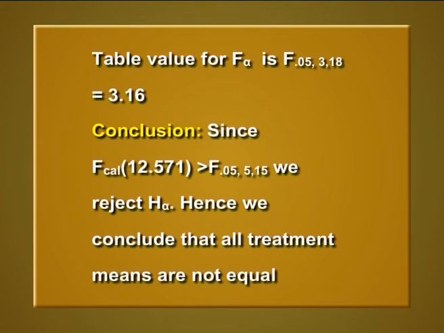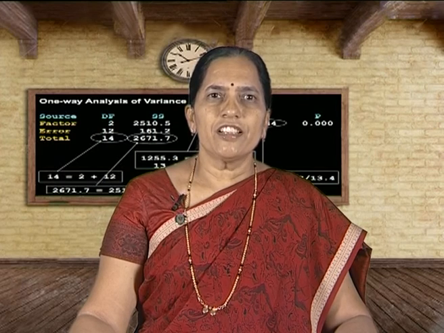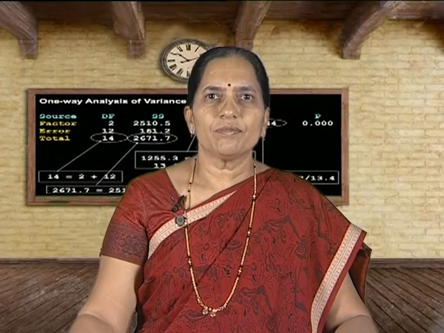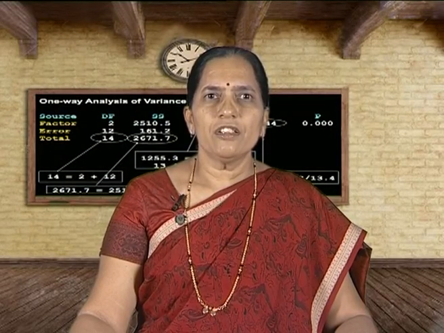Referring to the F table, the table value at 5% level for degrees of freedom 3 and 18 is 3.16. Observe that F calculated is 12.571, which is greater than the table value, hence we reject H naught. Hence we conclude that all the treatment means are not equal. Whenever H naught is rejected, we can go for a multiple comparison test if needed, which tells which pair of treatments are significantly different.